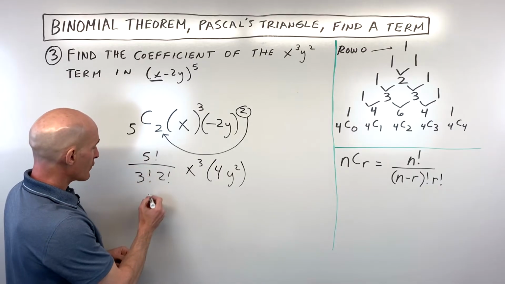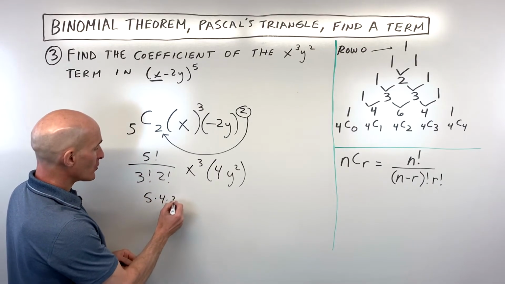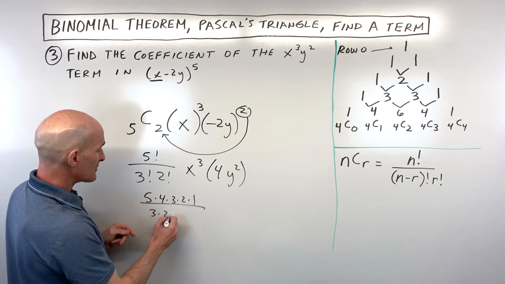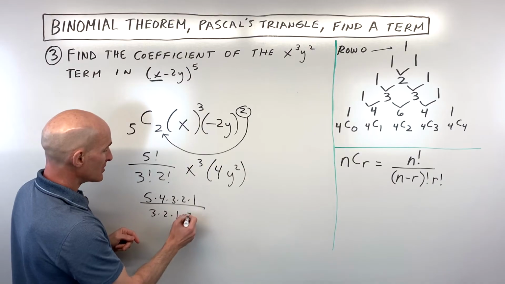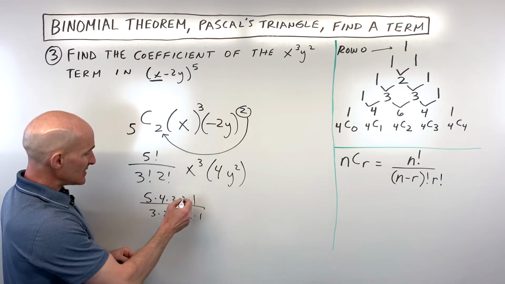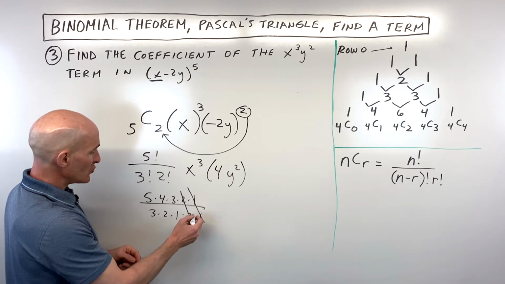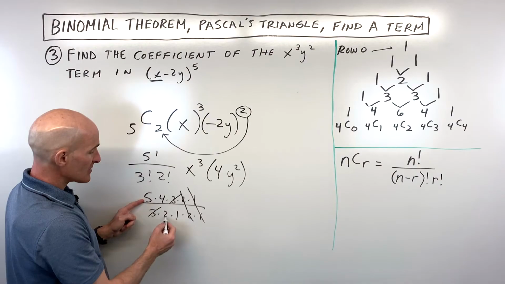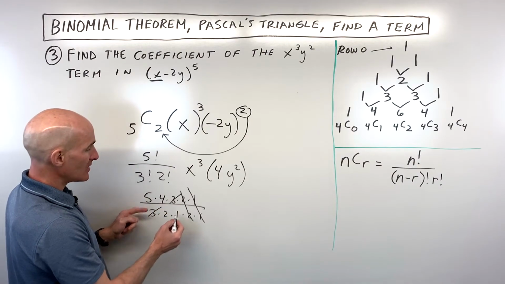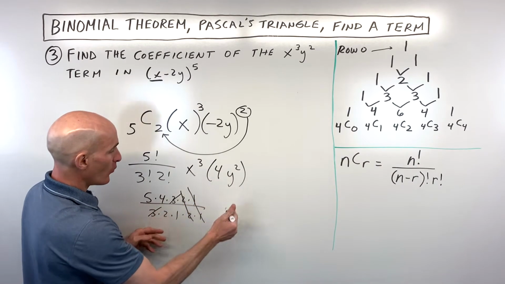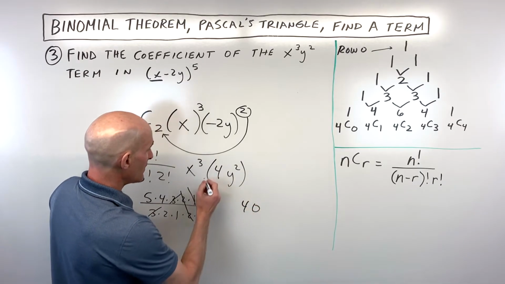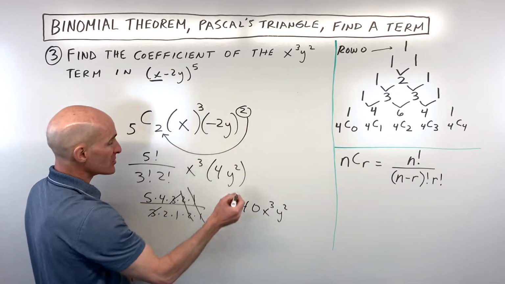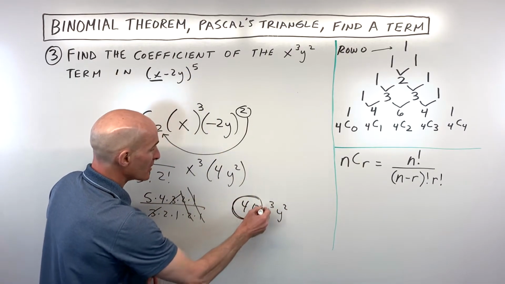Now if we simplify here, 5 factorial is 5 times 4 times 3 times 2 times 1. 3 factorial is 3 times 2 times 1, and 2 factorial is 2 times 1. So you can see the 2 and the 1 are canceling in numerator and denominator. These 3's are canceling. The numerator comes out to 20, the denominator comes out to 2. 20 divided by 2 is 10. So we have 10 times 4, which is 40 x cubed y squared. We just want the coefficient, the number that comes in front here, so your final answer would be 40.